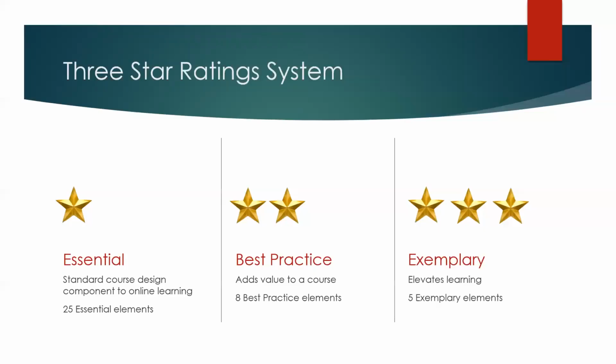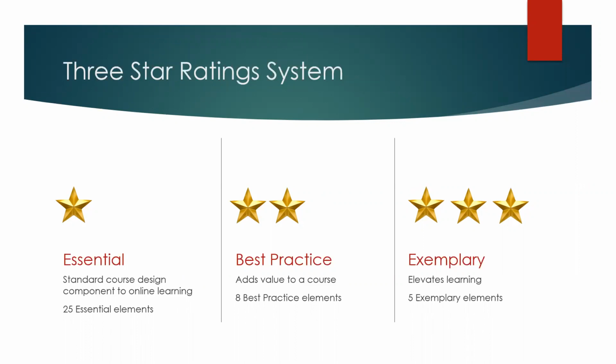So let's talk about how the rating system works in the Canvas checklist. As I mentioned, it is a 3-star rating system. If something has 1 star, it means that it's essential to the standard course design of the class. And there are 25 essential elements listed on the checklist.